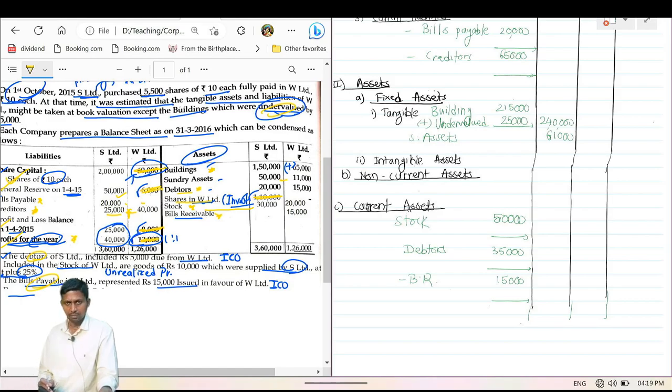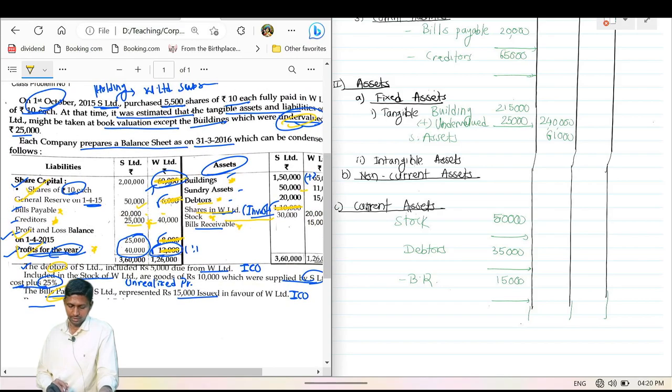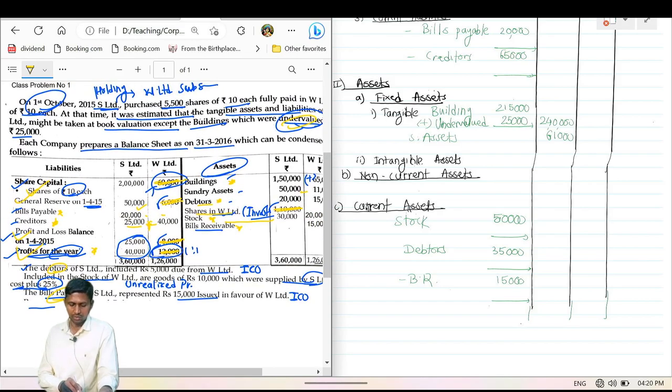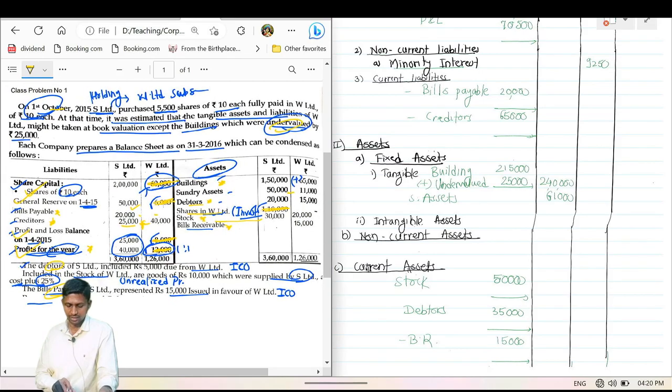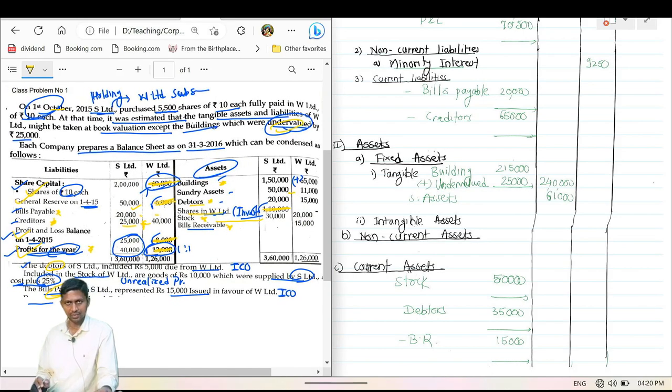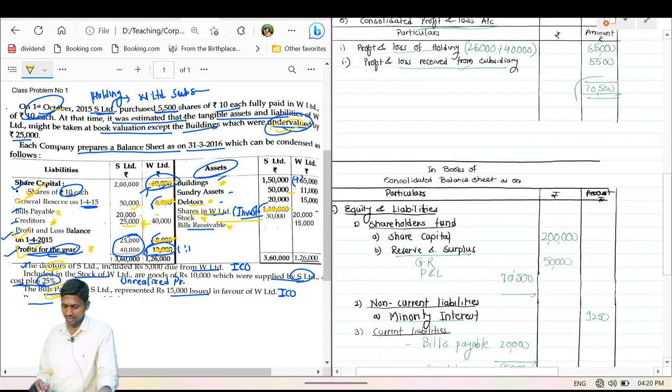देखिए, complete the balance sheet, just follow the rules and complete the consolidation addition. Understood? Now then next what, adjustments. Now on 1st October we have purchased these many shares and all, we already dealt with. Then my dear students, after that it was estimated tangible assets and liabilities, all other assets we have written at book value, and building undervalued, and that effect also given in the consolidated as well as in analysis. Two effects we have already given in the analysis, and then second one is in the balance sheet.